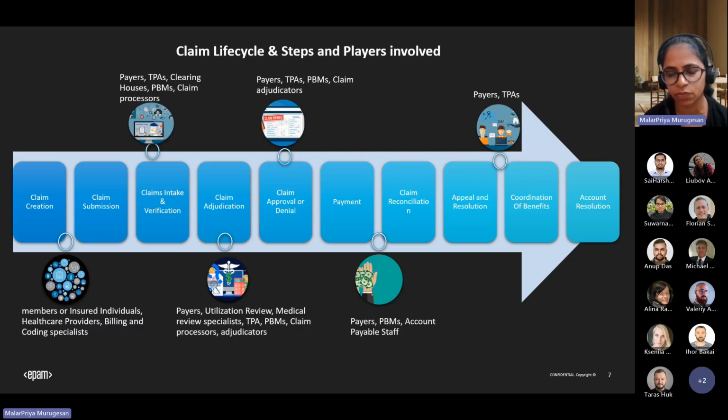If you follow this coordination of benefits, this $80 that is covered by the primary insurance and what the remaining amount is, all these details will be sent to the secondary insurance by the primary insurance themselves.